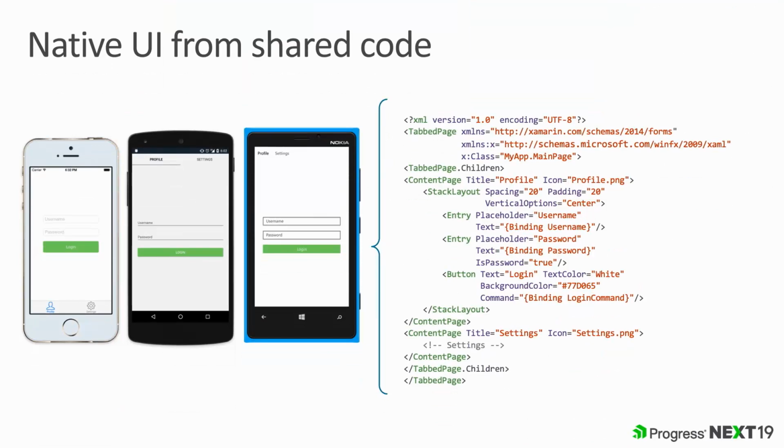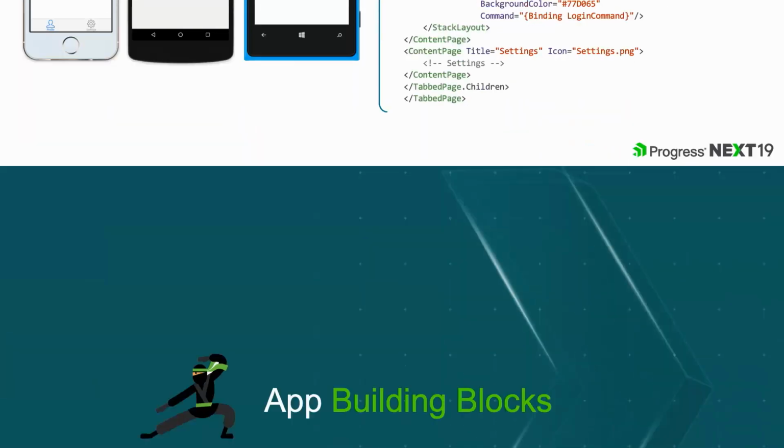The goal is to write XAML. So if you have done any WPF or UWP, this is the same XAML. It's just a different dialect of XAML. The goal is to write XAML and then have it render as native UI on each platform, right? So that's the whole promise of Xamarin.Forms.